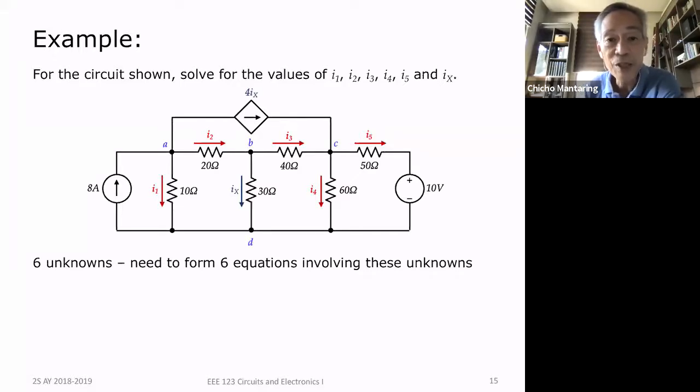Okay, I have 6 unknowns. I need 6 equations. How many equations can I form using KCL? Can I have your answer? How many equations can I form using KCL?